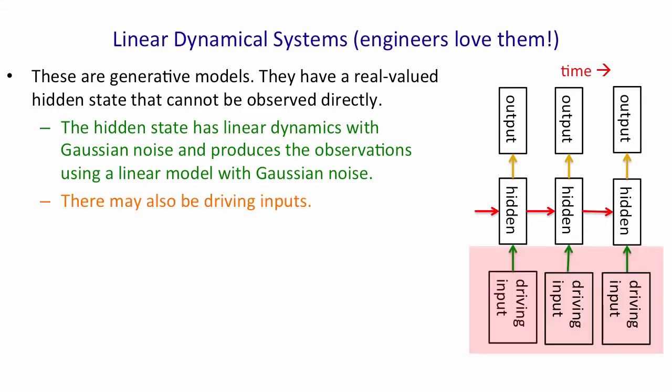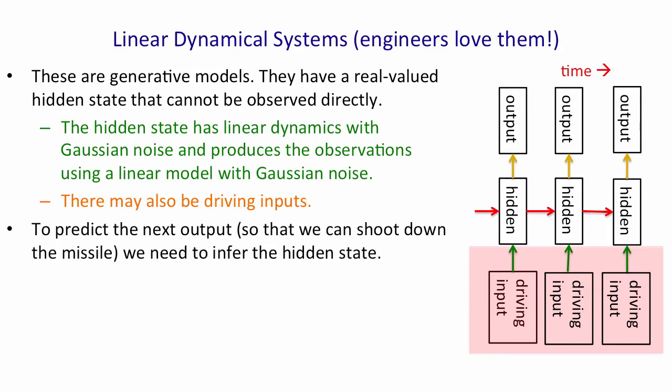There may also be driving inputs shown at the bottom there, which directly influence the hidden state. So the inputs influence the hidden state directly. The hidden state determines the output. To predict the next output of a system like this, we need to be able to infer its hidden state. And these kinds of systems are used, for example, for tracking missiles. In fact, one of the earliest uses of Gaussian distributions was for trying to track planets from noisy observations. Gauss actually figured out that if you assumed Gaussian noise, you could do a good job of that.